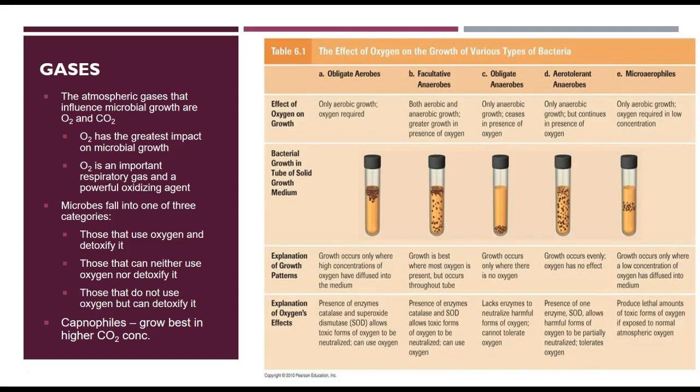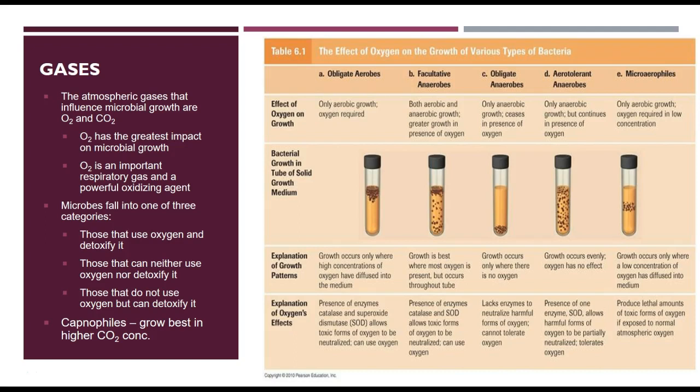The first group of organisms are the obligate aerobes, and they require oxygen in order to grow. If oxygen is not present, they're not able to grow. So if you're looking at growth within a broth tube, these organisms are going to grow near the top where the highest concentration of oxygen is going to be present.